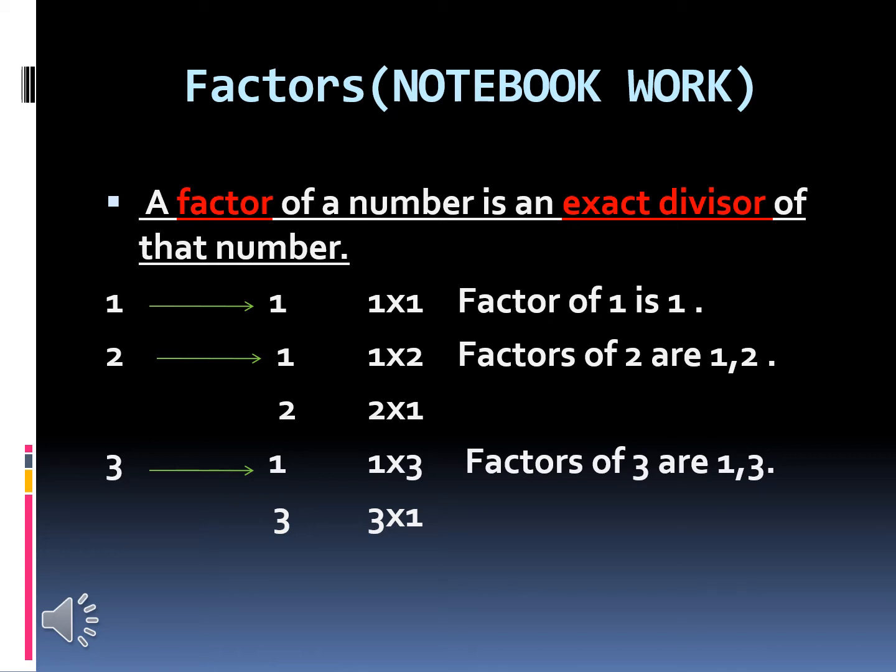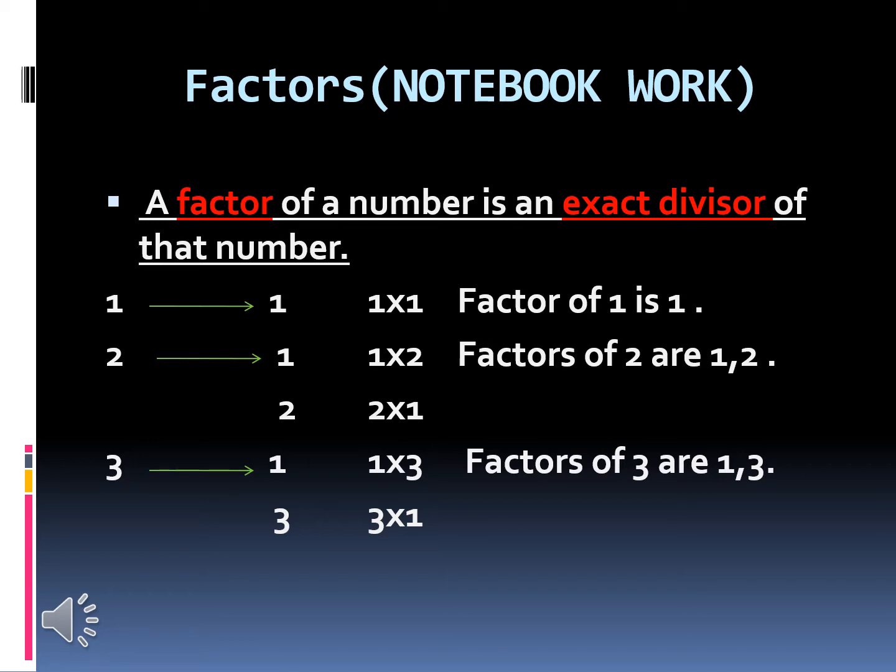Every number comes in the table of 1. So another example, let's take 2. 2 comes in table of 1, that is 1 2s are 2. It comes in table of 2 also, 2 1s are 2. So factors of 2 are 1 and 2. So 1 and 2 are the exact divisors of 2. When you divide 2 by 1 or 2, you get remainder 0.